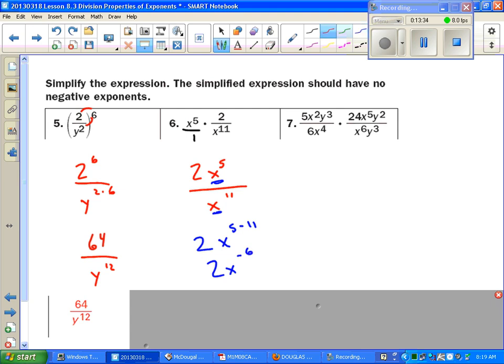Notice at this point, only x is being raised to a negative power. So only x is going to ride the elevator down. 2 is going to remain on top. So you're going to have 2 over x to the positive 6 power.